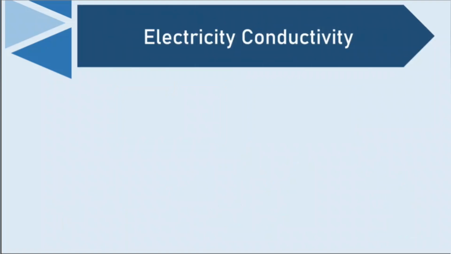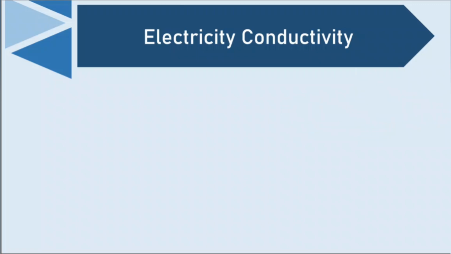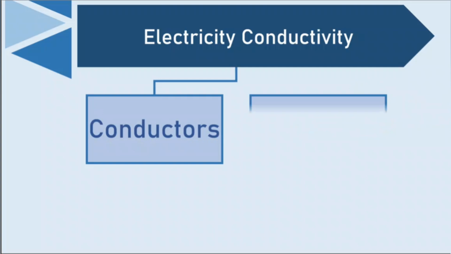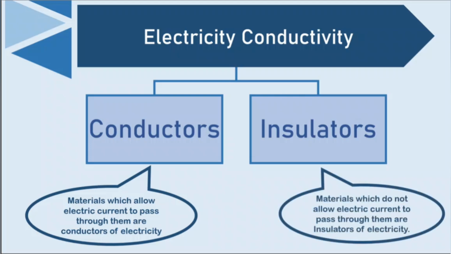Now let's understand electricity conductivity. Electricity conductivity is the property of a material to allow electricity to pass through it, and how much. Based on this property, materials are divided into two types, conductors and insulators. Conductors are the materials which allow electricity to pass through them efficiently. Insulators are the materials which do not allow electricity to pass through them.